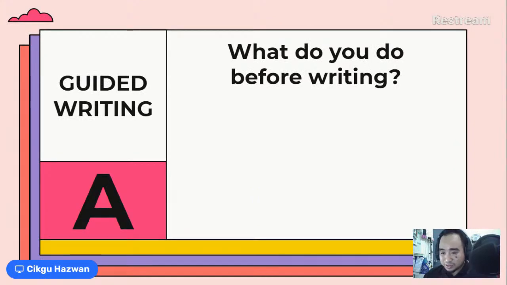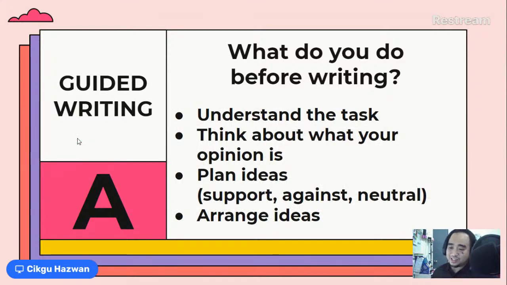Okay. So what do you do before writing? The first one is understand the task. Understand the task by underlining the keywords. What are the keywords? And then think about your opinion. What your opinion is.